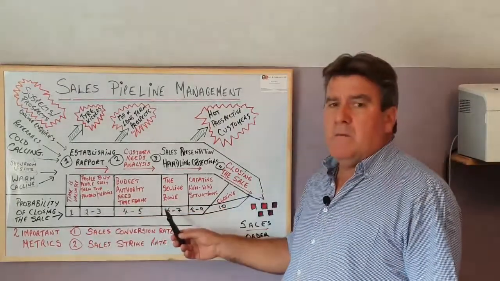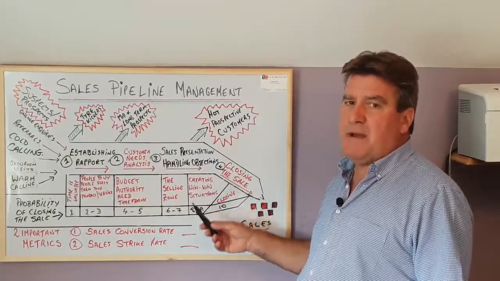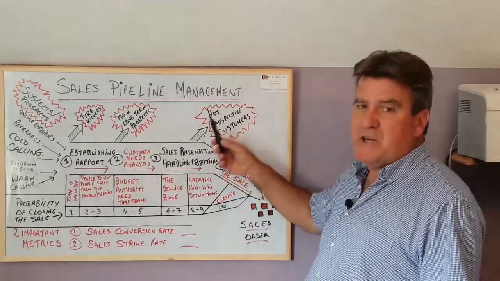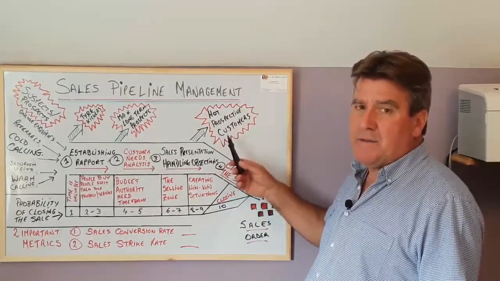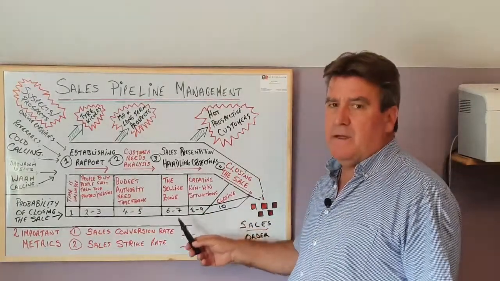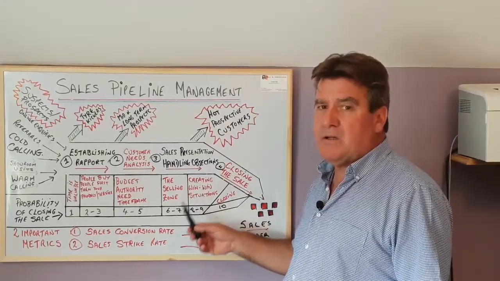To me, we're looking for interested customers, but what we want are hot prospective customers. And this is the stage when we're actually presenting to people who are genuinely interested in buying our service or our product. Anything above a 7 in probability closing terms is a hot prospective customer.